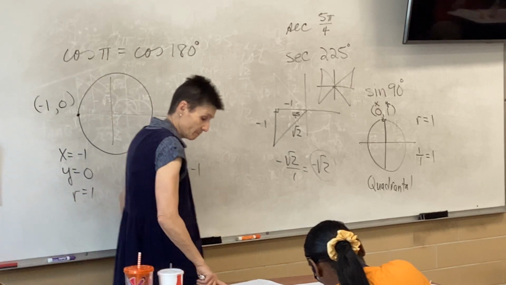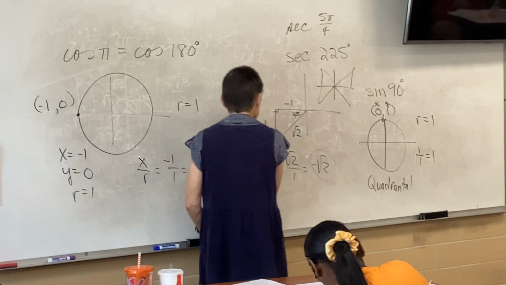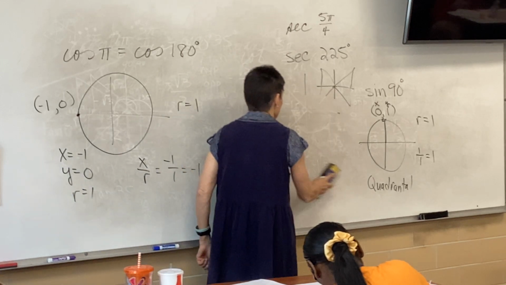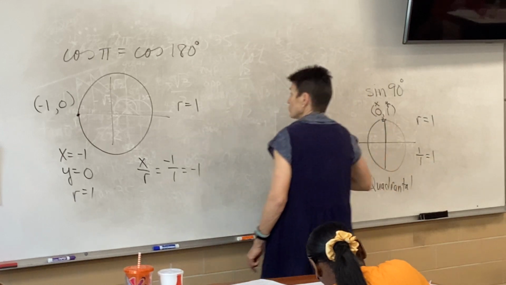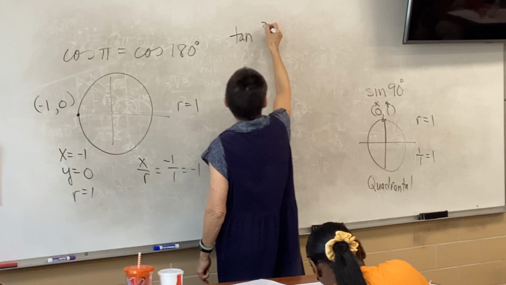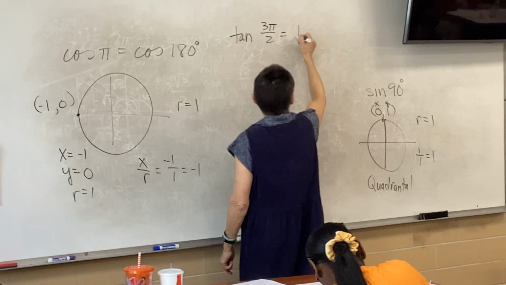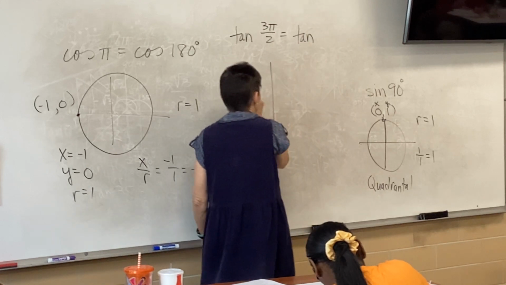Try this one on your own. The tangent of 3 pi over 2. Try that one on your own. Tangent 3 pi over 2. Whoa.